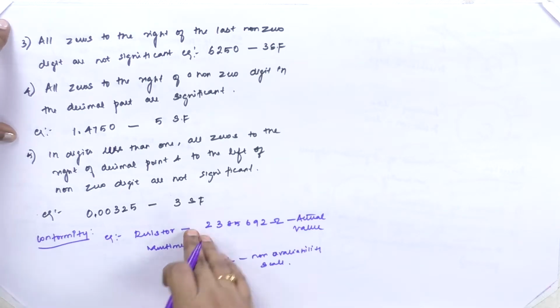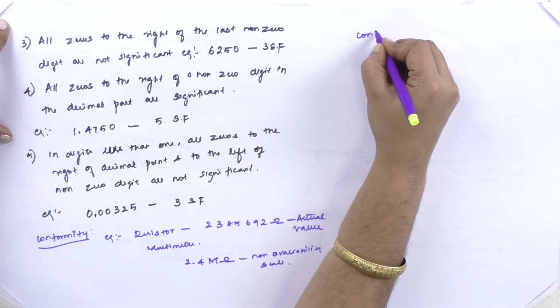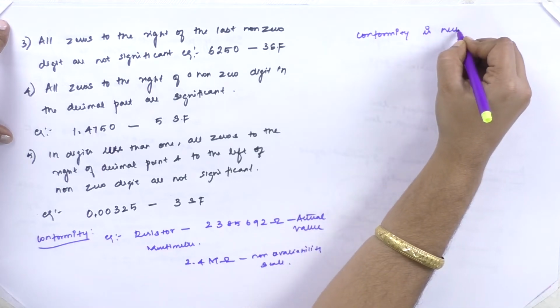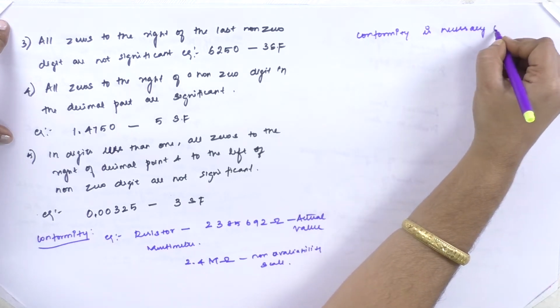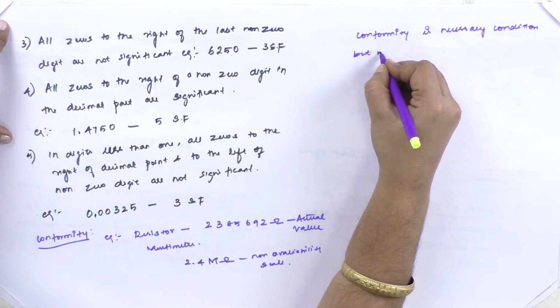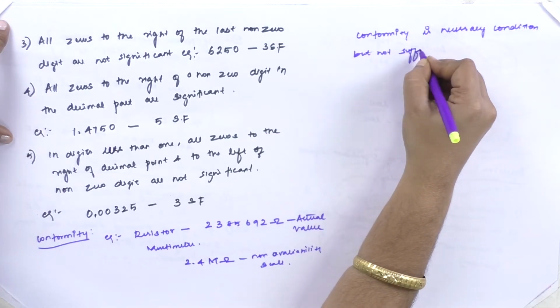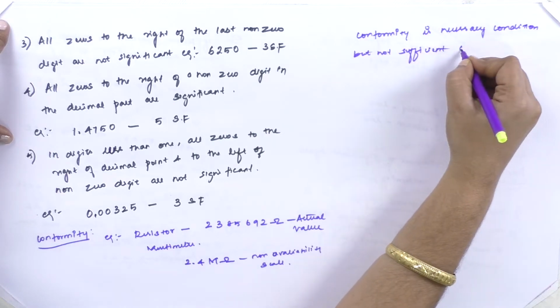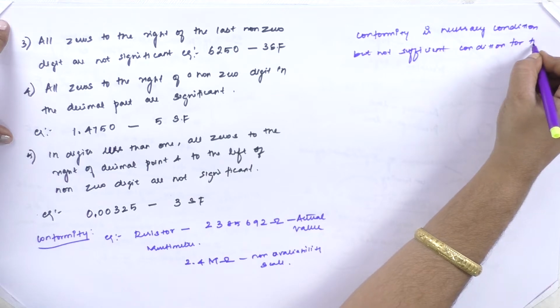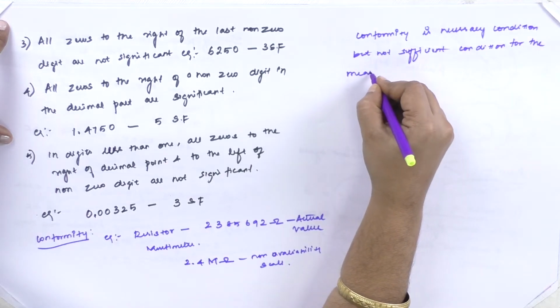So from this we can say that conformity is a necessary condition but not a sufficient condition for the measurement to be precise.